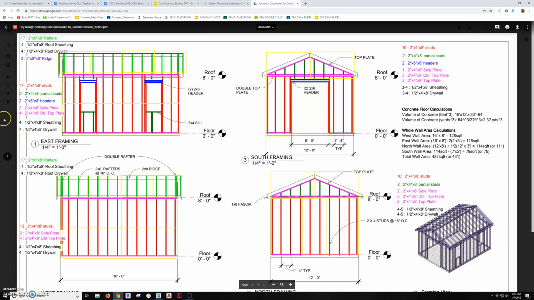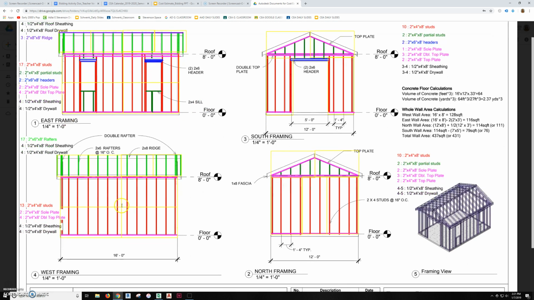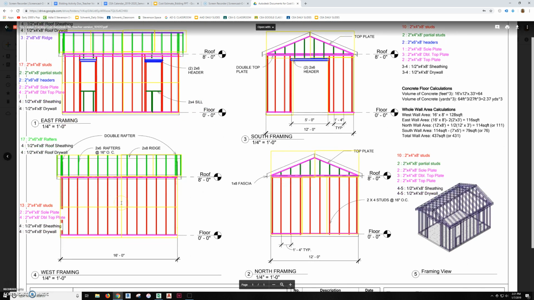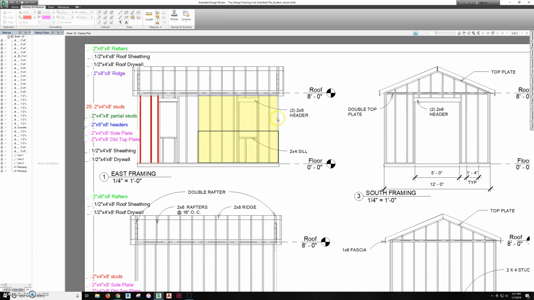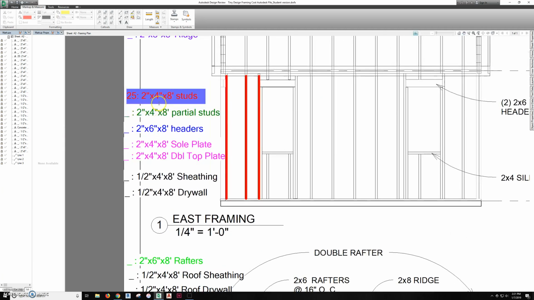All right, in this video, I'm going to explain the east framing wall, which would then tell you how to do the west framing wall. So let's get started. The first thing, I'm just going to delete this all real quick. The first thing is to identify our studs with red lines.